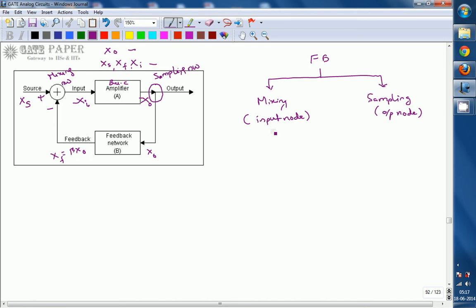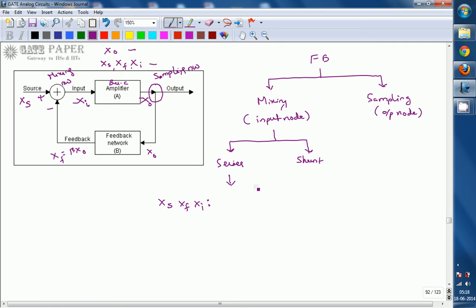So this can be of two types: either series mixing or shunt mixing. Series mixing implies that the parameters XS, XF and XI all must be voltages, because voltages in series can be either added up or subtracted. Whenever voltages are in parallel, they cannot be summed up, they will always be at the same value. In parallel, voltages will be the same, that we know.